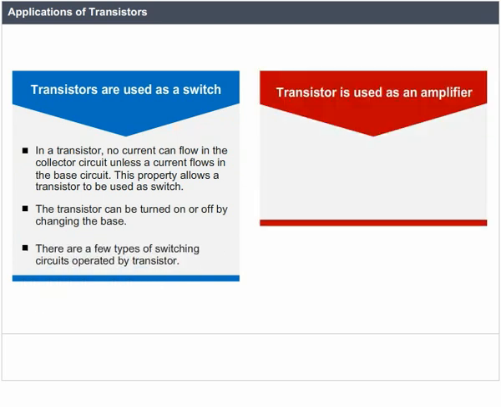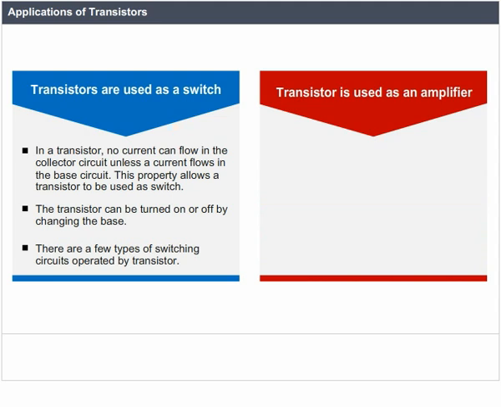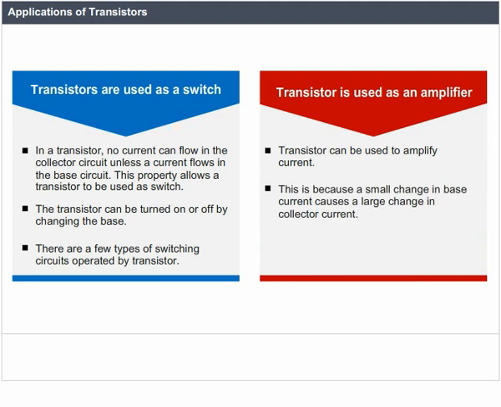Transistor is used as an amplifier. Transistor can be used to amplify current. This is because a small change in base current causes a large change in collector current.